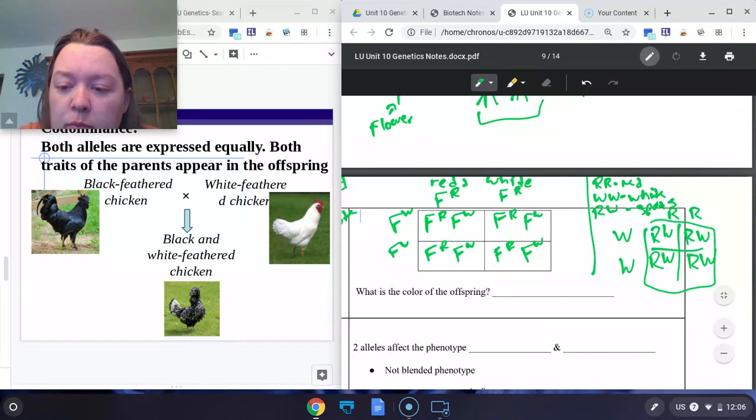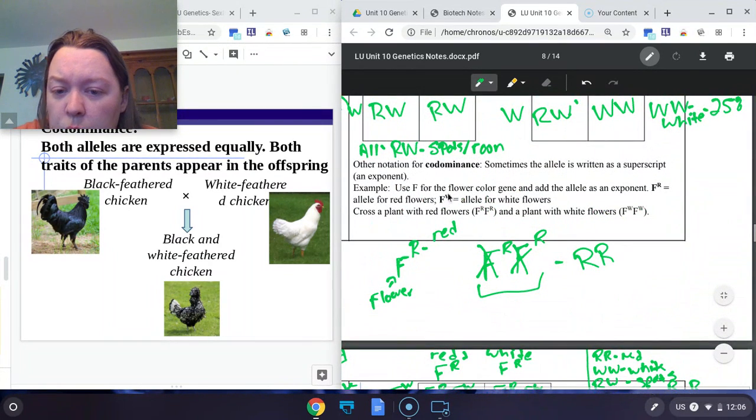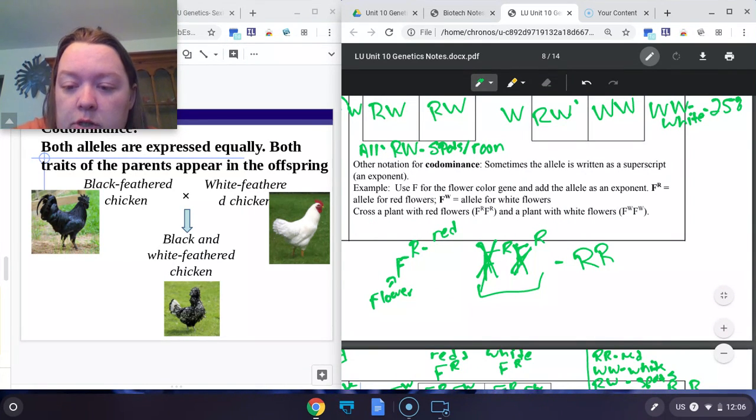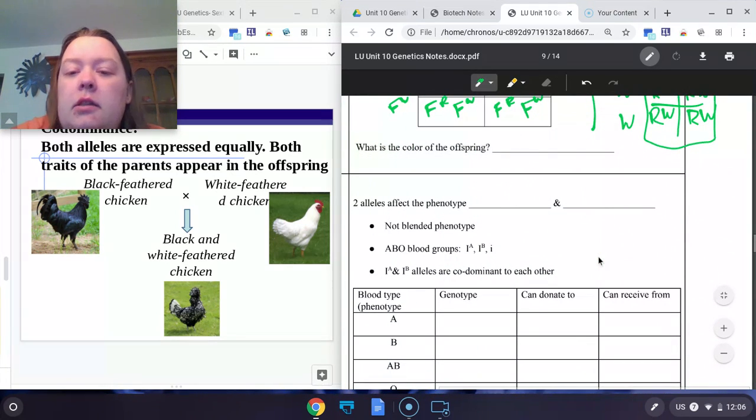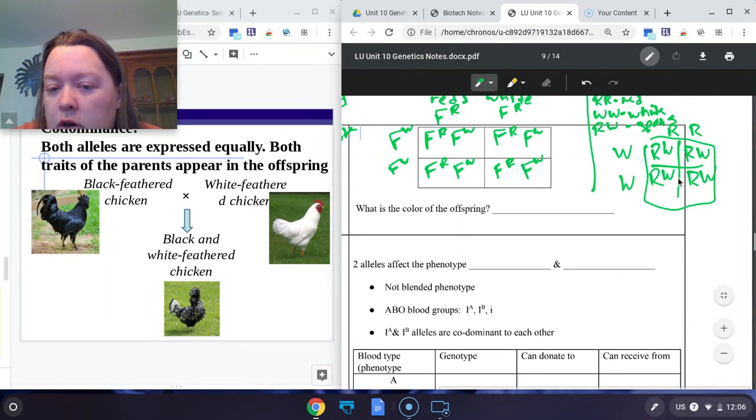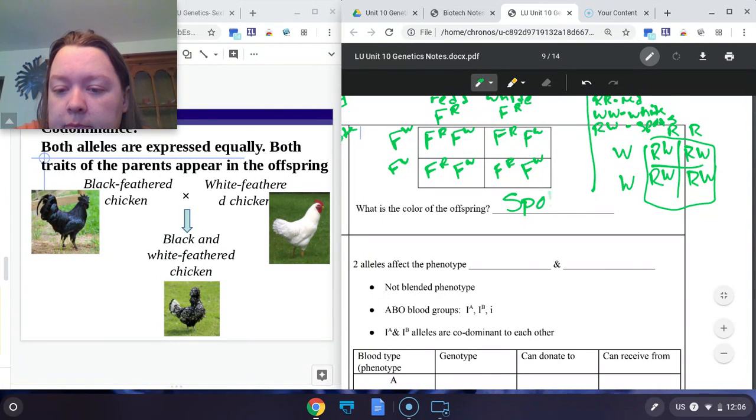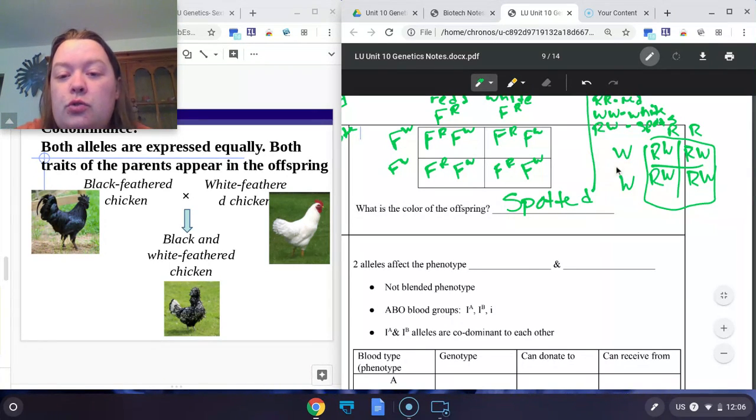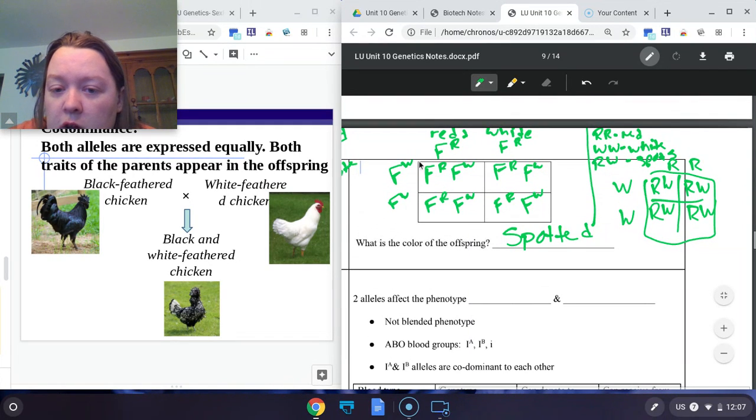So if you get a problem where you see these letters, like with the superscripts, only look at the one up top. You don't need to worry about the big letter, just the superscript. And in this case, because I have all RWs, all of these are going to be spotted. So again, you can use either way. Both are the same. If you took all the F's out, both of these would be the same square. They look the same if you take away the F's. So don't let that part confuse you.